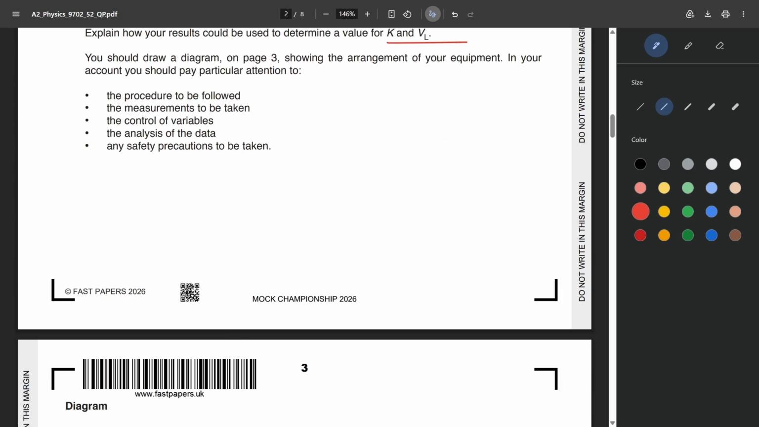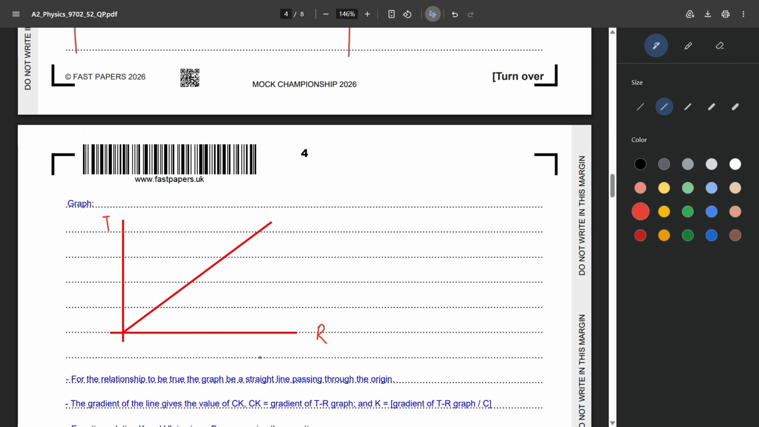So first of all, if we plot a graph of T against R, we should get a straight line that passes through the origin, and the gradient of this line should give us the value of K times C. So the value of K would be the gradient of the T against R graph over the value of capacitance.